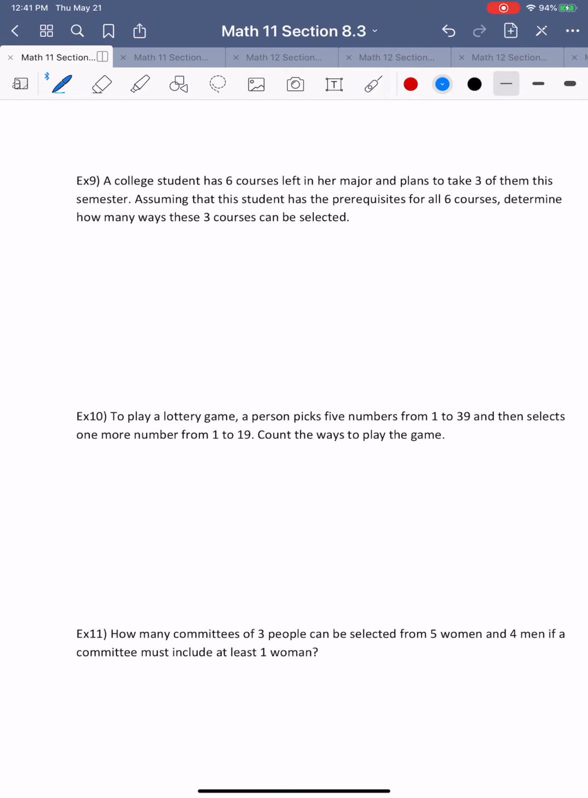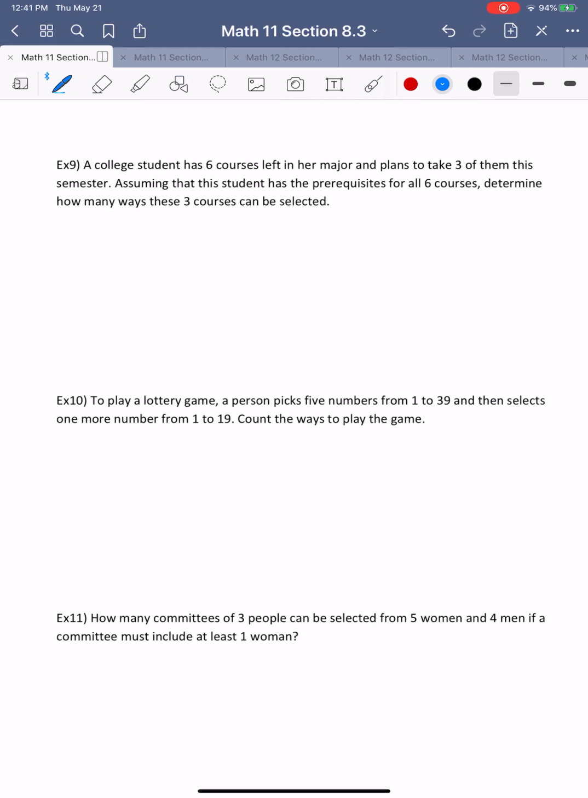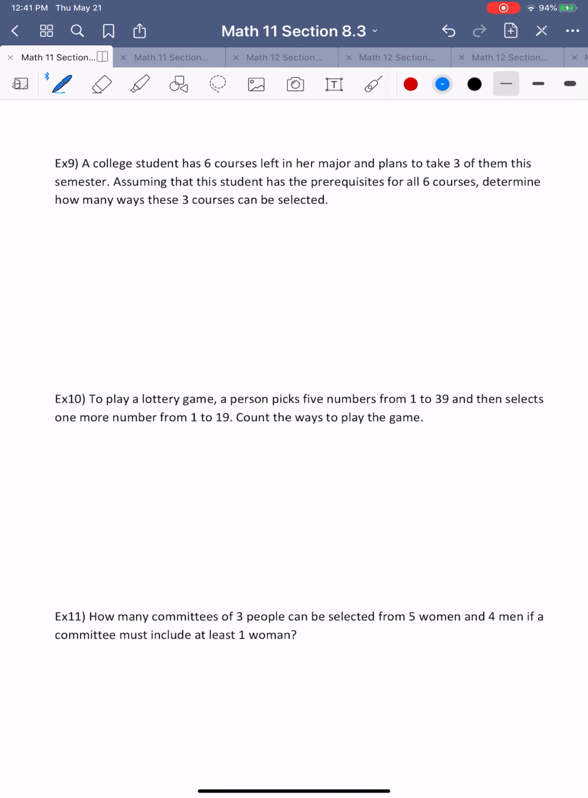All right, next problem. A student has 6 courses left in her major and plans to take 3 of them this semester. Assume that the student has the prerequisites for all 6 courses. Determine how many ways these 3 courses can be selected. There are 6 courses. It doesn't matter about order. So 6 factorial over 6 minus 3 factorial, divided by another 3 factorial. You should get 20.